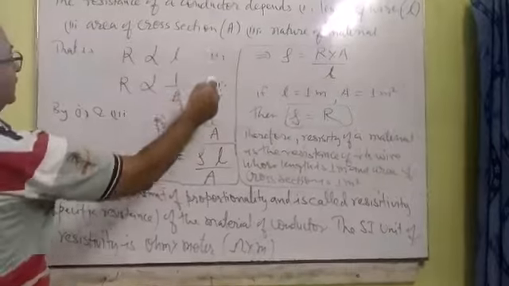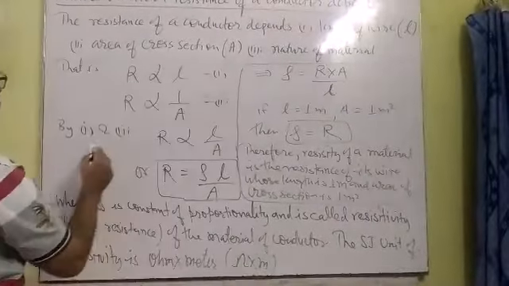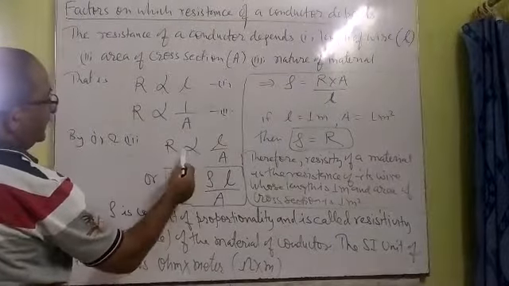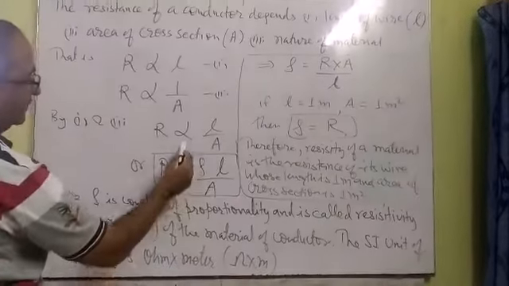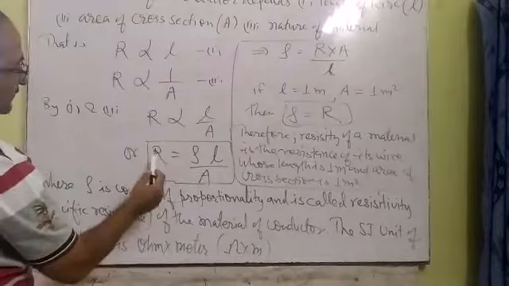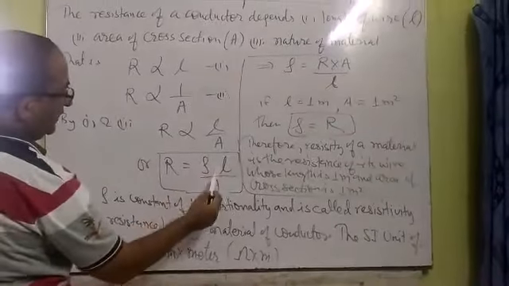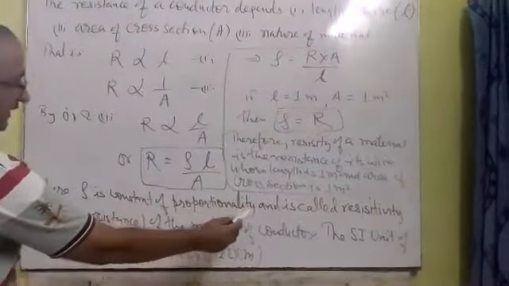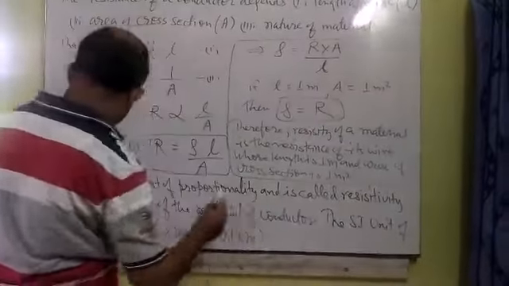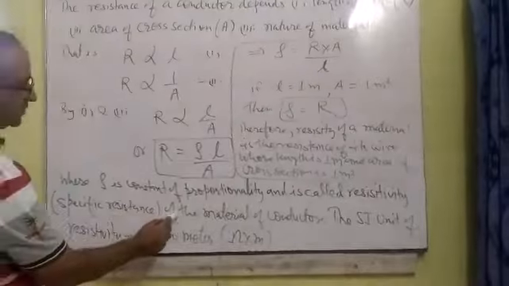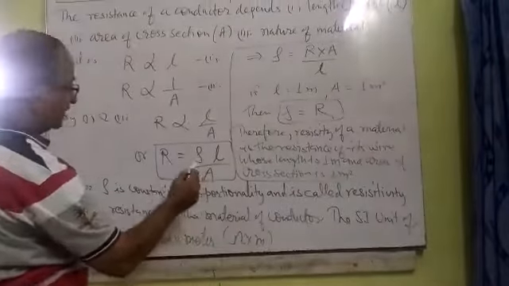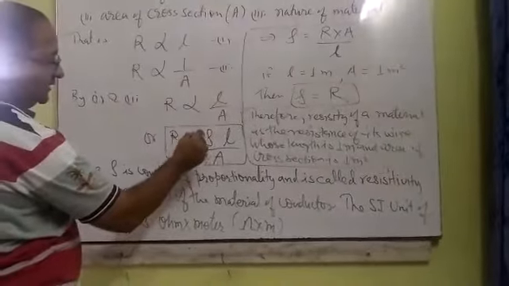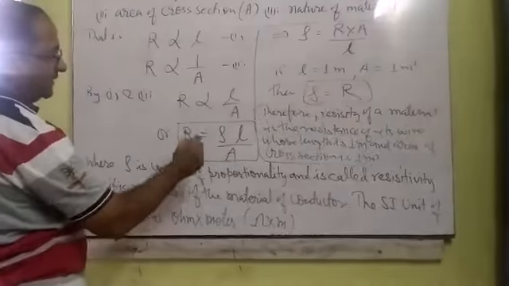If we combine both results, equation 1 and 2, we can write that R is proportional to L by A. And when we replace the proportionality sign with an equals sign, it will be R is equal to rho L by A, where rho is the constant of proportionality and it is called the resistivity or specific resistance of the material of the conductor. So what is rho in this formula? It is the constant of proportionality. It is called the resistivity of this material.